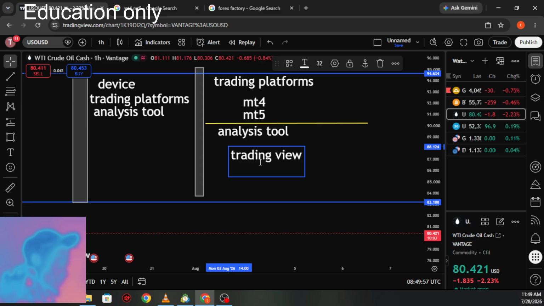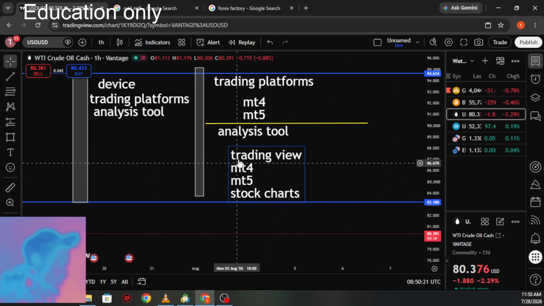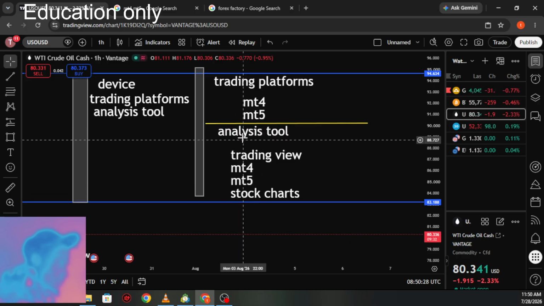We have MT4. MT4 can be used for both analysis and trading, and MT5. Okay, those are the most important. We have stock charts, but we are not going to talk about that. So these are some of the analyzing tools. Okay, what are analyzing tools? These are devices that you're going to read your charts with.